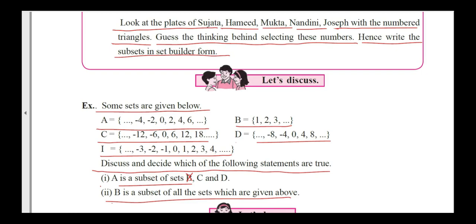Now next, A is a subset of C. A मध्ये असणारे सर्व एलिमेंट्स C मध्ये आहेत का? नाही. Therefore A is not the subset of C also. Next, A is also not the subset of D.